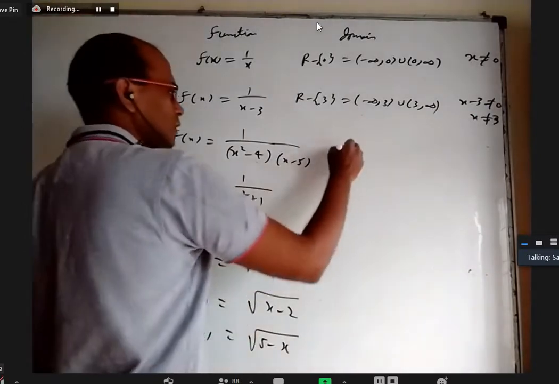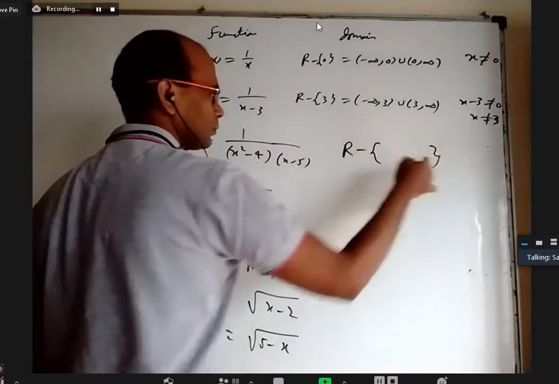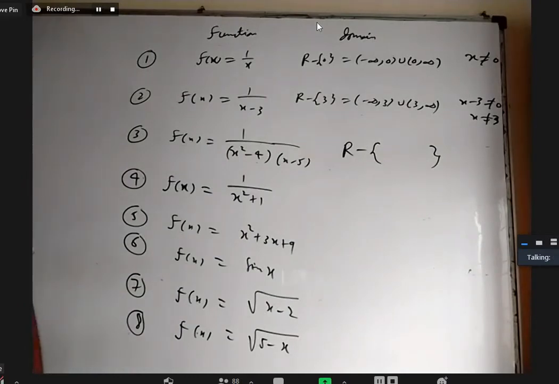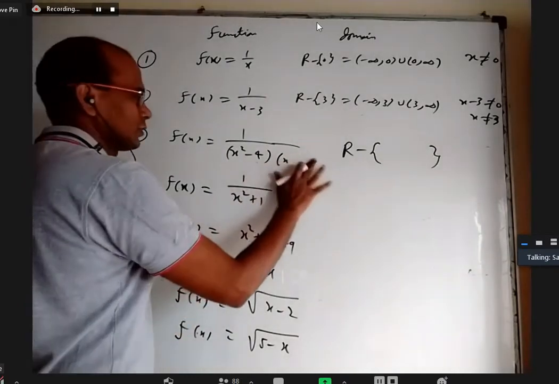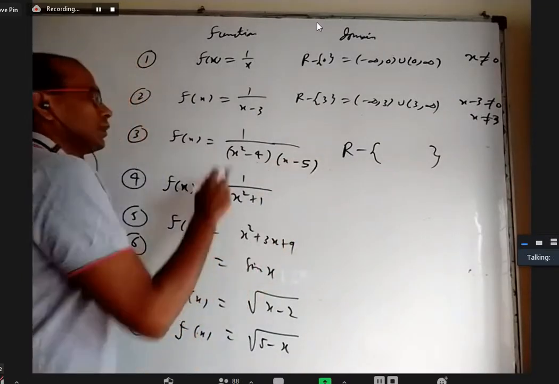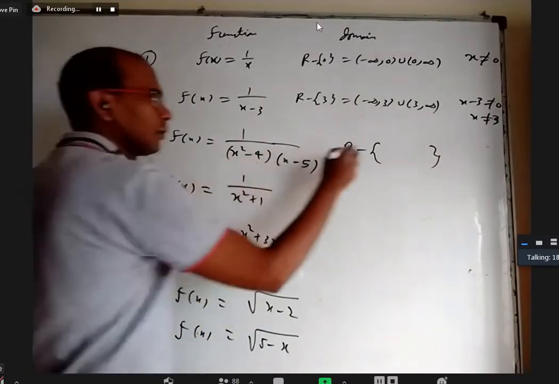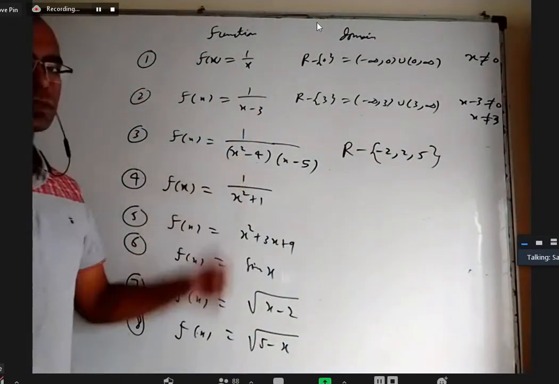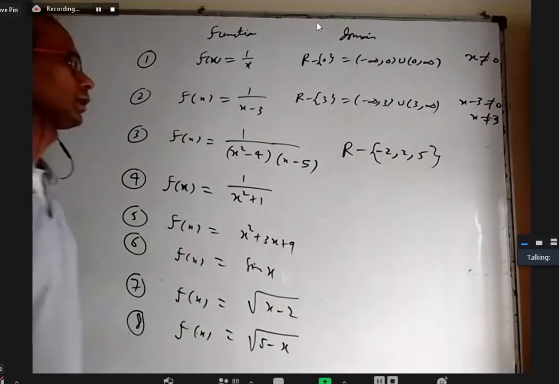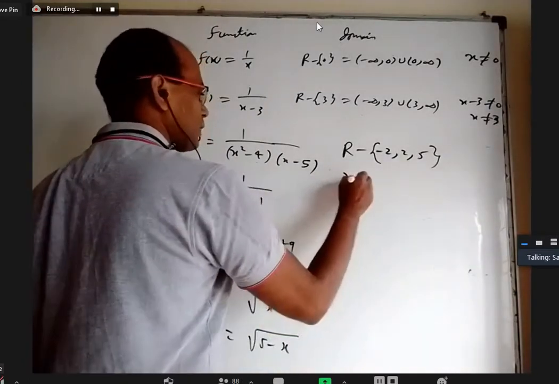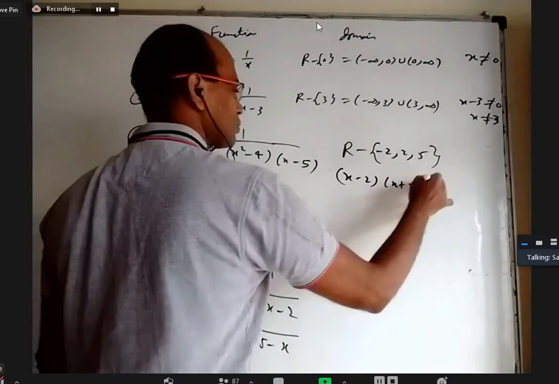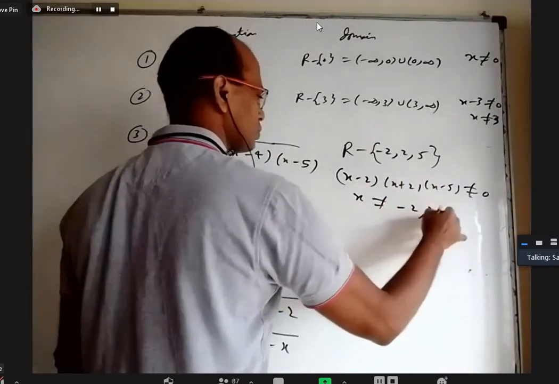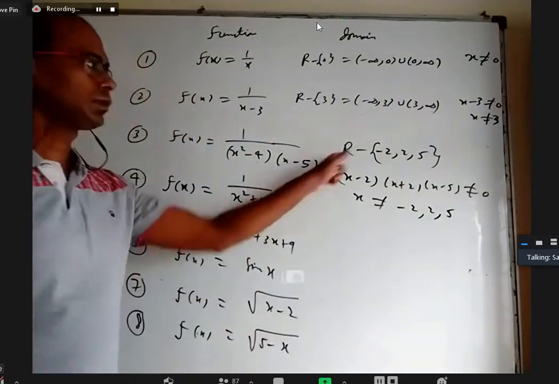Okay, third one, what is the answer? All real numbers except 2 and 5. Even at minus 2 also it is 0. So basically, (x minus 2)(x plus 2)(x minus 5) should not be 0. So x should not be minus 2, or 2, or 5. So all these values are excluded.